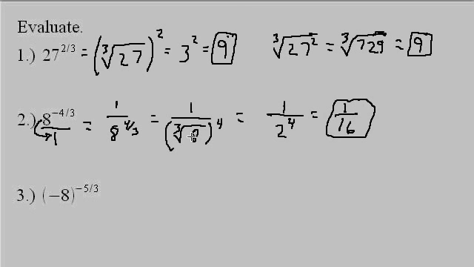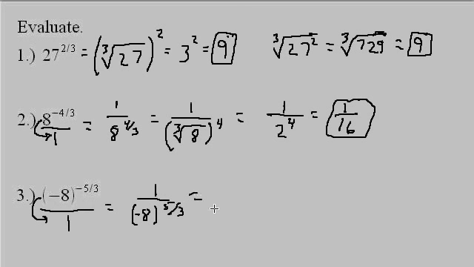Alright, let's look at one more. I have negative 8 raised to the negative 5/3. So I need to make the exponent positive. That's over 1, so I'm going to move it down to the denominator. So this is equal to 1 over negative 8 to the positive 5/3. Now notice when I move this down, it only changes the sign of the exponent. It does not change the sign in front of the 8. It only changes the sign of the exponent.